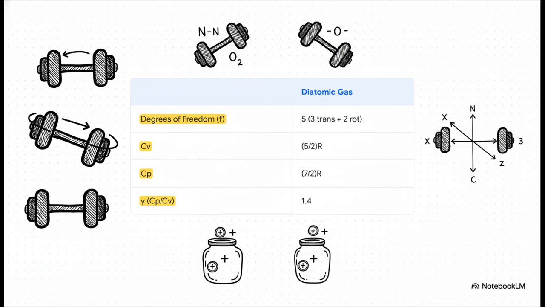Okay, but what about something a little more complex? A diatomic gas, like the nitrogen and oxygen that make up most of the air we're breathing right now. These molecules are shaped like tiny dumbbells, 2 atoms stuck together. So they still have those 3 ways to move through space, but now they can also rotate. They can tumble end over end or spin like a propeller. That adds 2 new bank accounts for energy, giving them a total of 5 degrees of freedom. And because there are more places to store that heat energy, its CV is higher. Now it's 5/2 R, and its CP is, you guessed it, 7/2 R.